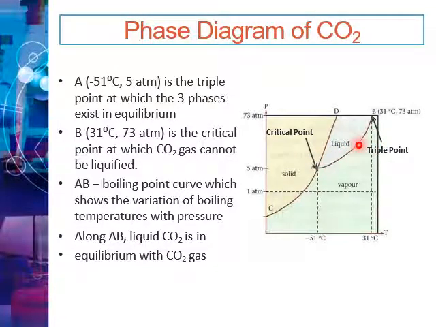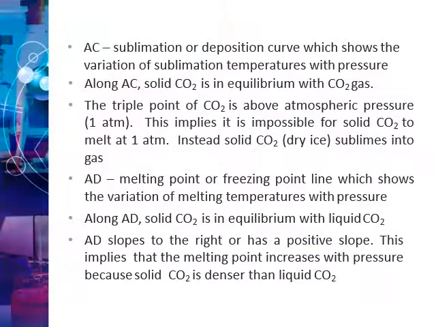AB is the boiling point curve, which shows the variation of boiling temperature with pressure. Along AB is liquid CO2 and also CO2 gas. Then AC, where is AC? I can't show the graph back, but it's fine. AC is the sublimation or deposition curve, which shows the variation of sublimation temperature, CO2 in equilibrium between solid and gas. It starts from the triple point, above atmospheric pressure, 1 atm.